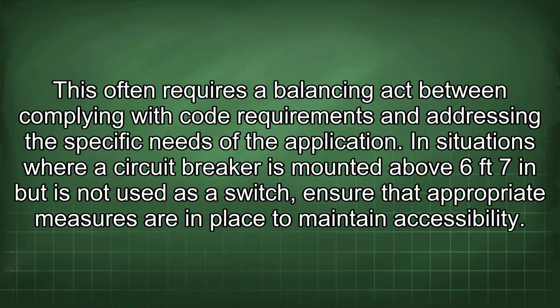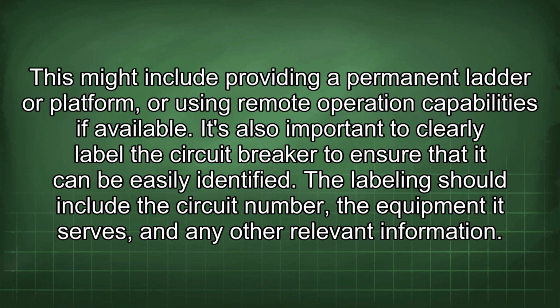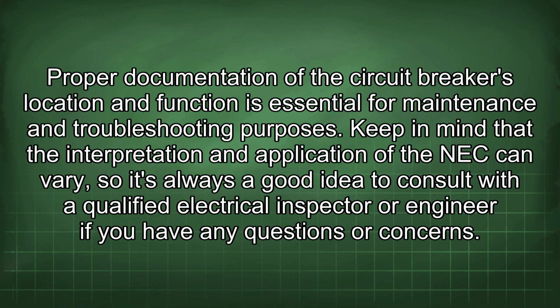In situations where a circuit breaker is mounted above 6ft 7in but is not used as a switch, ensure that appropriate measures are in place to maintain accessibility. This might include providing a permanent ladder or platform, or using remote operation capabilities if available. It's also important to clearly label the circuit breaker to ensure that it can be easily identified. The labeling should include the circuit number, the equipment it serves, and any other relevant information. Proper documentation of the circuit breaker's location and function is essential for maintenance and troubleshooting purposes.